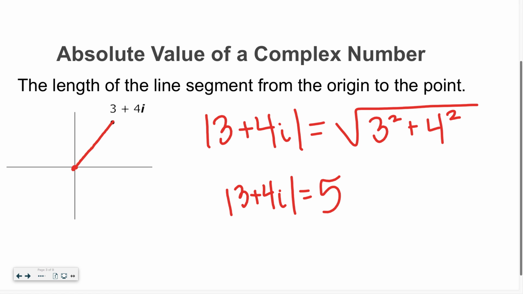So you try. At your table, please find me the absolute value of negative 5 plus 2i. Check with a neighbor when you get it.